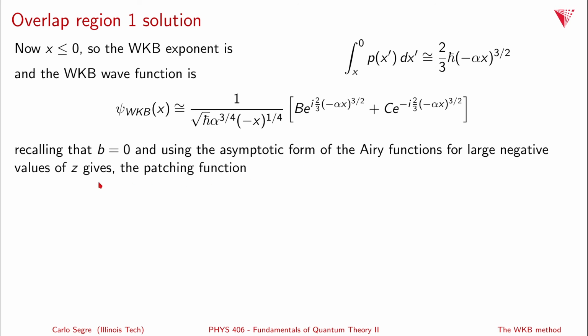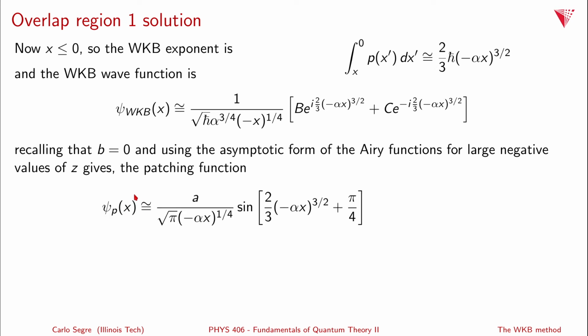If we recall that b equals 0 from the overlap integral, and using the asymptotic forms of the Airy functions for large negative values of z gives us a patching function. And the patching function now only has one term because the cosine term, where the coefficient is b, goes away. And so now we have psi patching is equal to a over square root of pi times minus alpha x to the 1/4 sine of 2/3 minus alpha x to the 3/2 plus pi over 4.